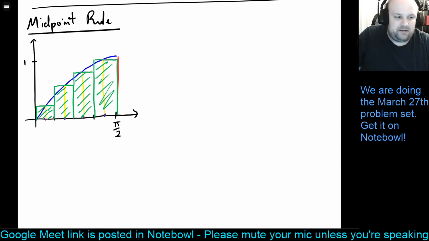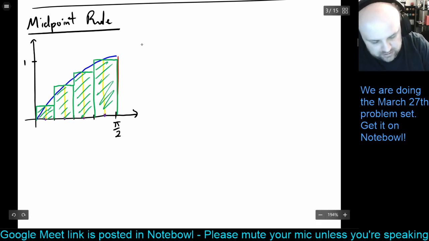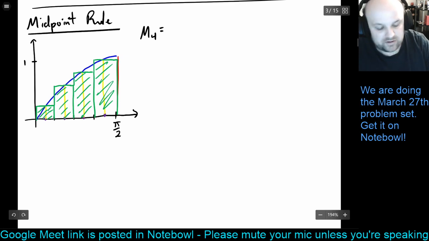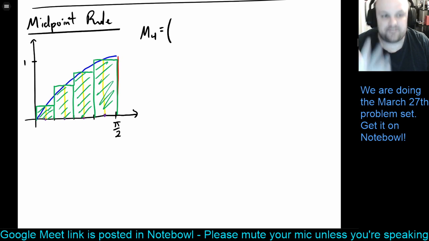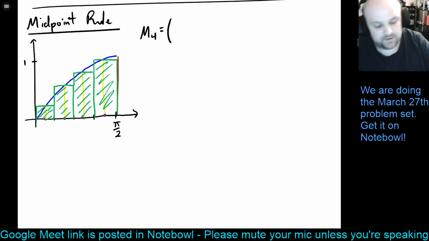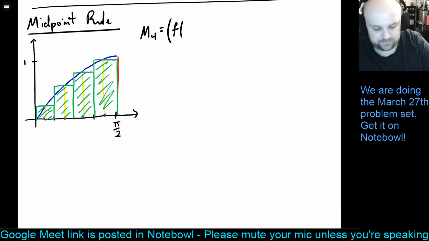So how do we compute this sort of thing? Well, call this one M4. It's going to be the same kind of deal. It's going to look exactly the same as the left endpoint and right endpoint stuff, except the numbers on the inside of f change. So we have to figure out what each of these values is.